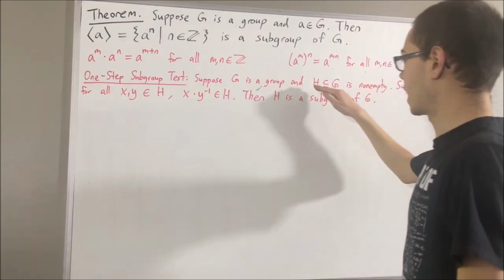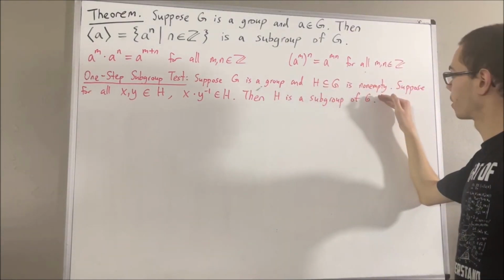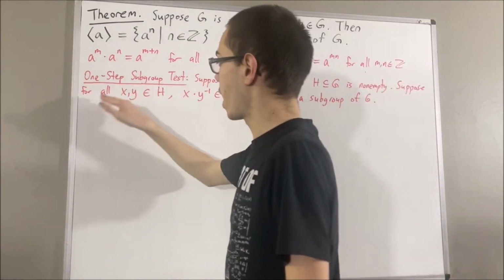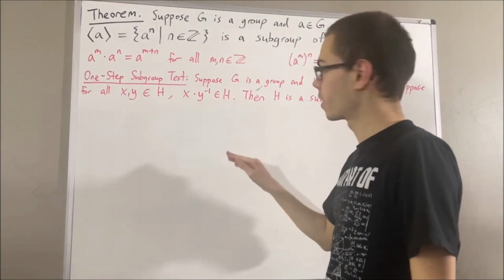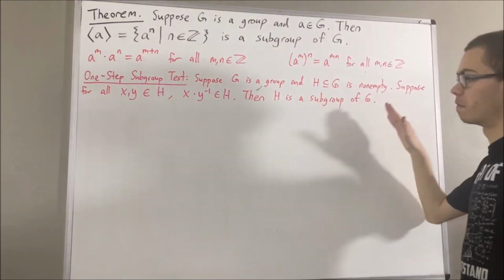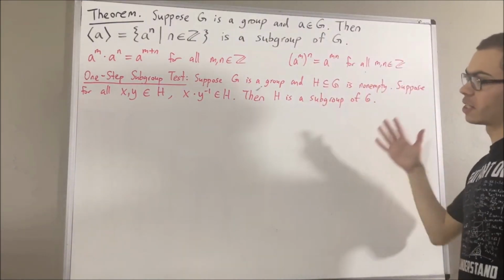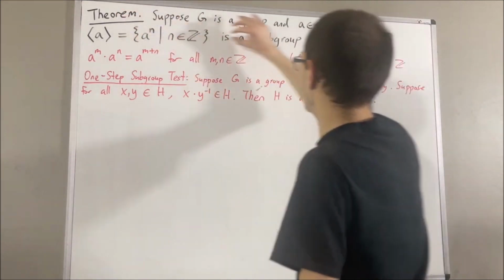Suppose G is a group and H is a non-empty subset of G. And suppose for all x and y in H, x times the inverse of y is in H. Then H is a subgroup of G. Okay, so now let's get into proving this theorem.